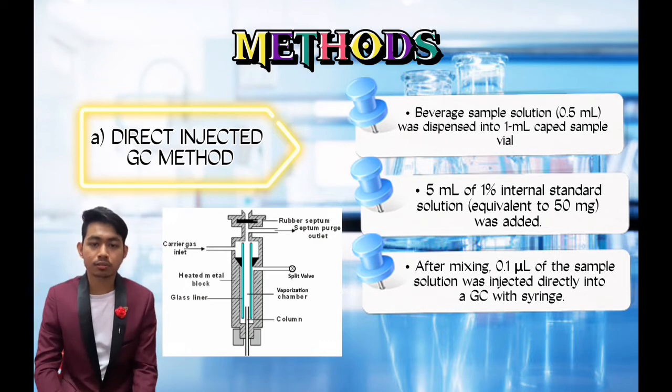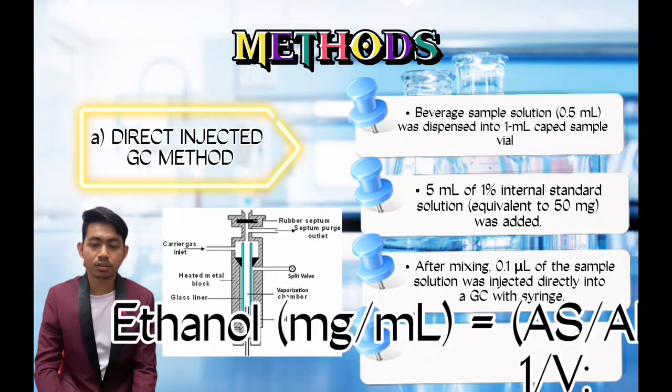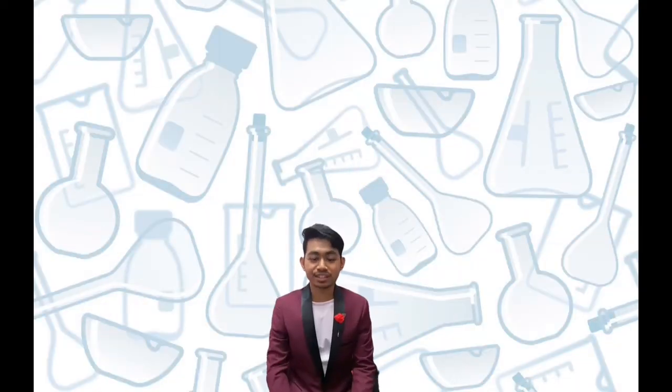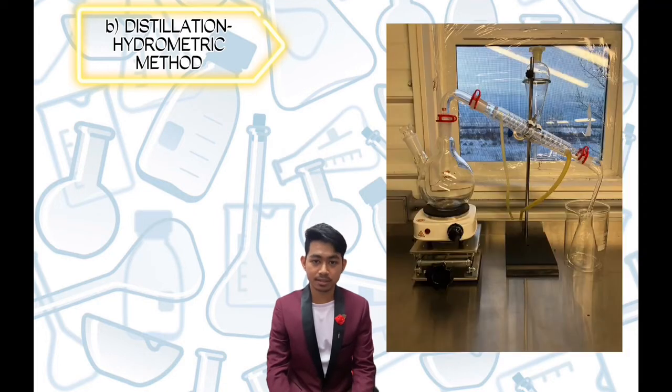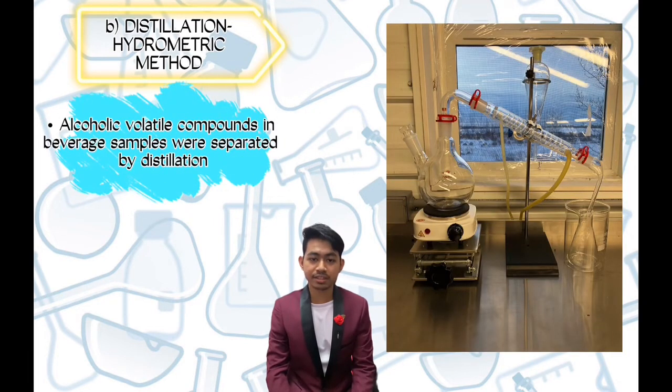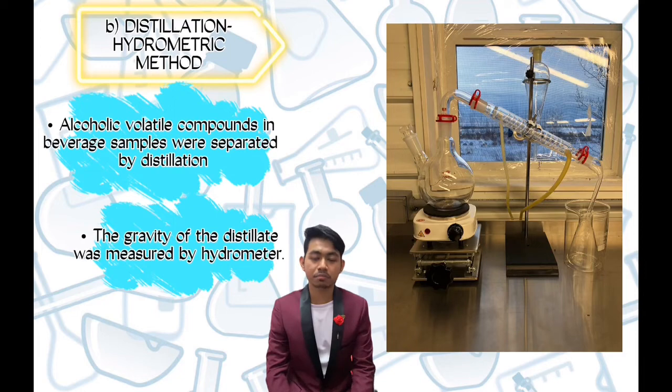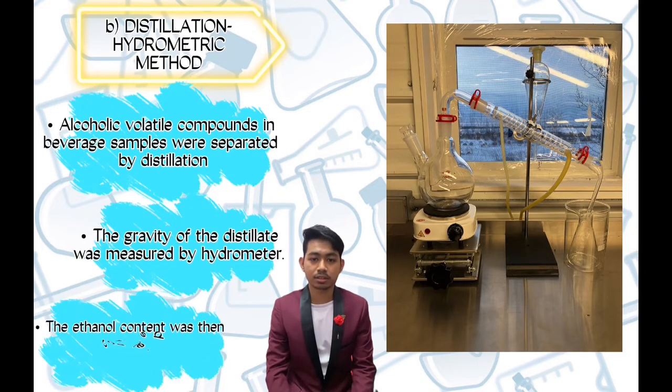Ethanol content was calculated according to the equation: ethanol (mg per ml) equals AS per AIS times WIS per RRF times 1 per V, in which V equals the sample volume in milliliters. Next, for the distillation hydrometric method, alcoholic volatile compounds in beverage samples were separated by distillation, and the gravity of the distillate was measured by hydrometer. The ethanol content was then converted.